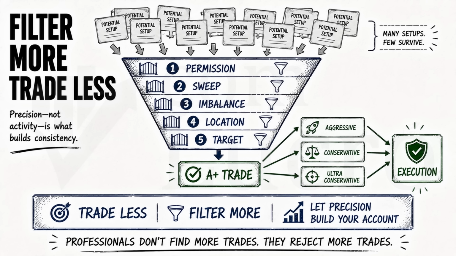And that is the single thread running through this entire lesson. The 5 filters exist to keep you out of the trades the crowd takes. The entry models exist to position you exactly where that crowd is wrong. So trade less, filter more, and let precision, not activity, build your account.